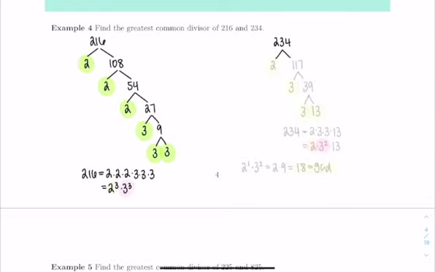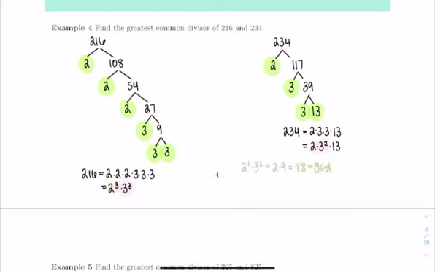So 234 can be broken apart as 2 and 117. 117 can be broken apart as 3 and 39. And 39 can be broken apart as 3 and 13. And so 234 is 2 times 3 times 3 times 13, or 2 times 3 squared times 13.